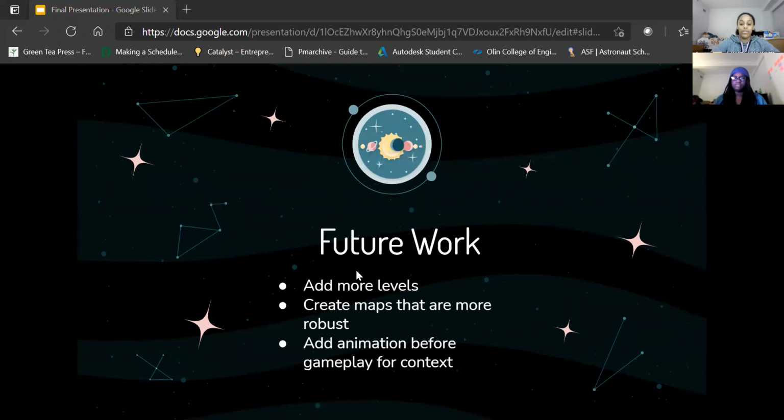Given more time, we would do the following. We would expand the game by adding more levels of increasing difficulty, creating maps that have more going on visually and in terms of interaction, and attempt to animate the player and the icons for aesthetic.